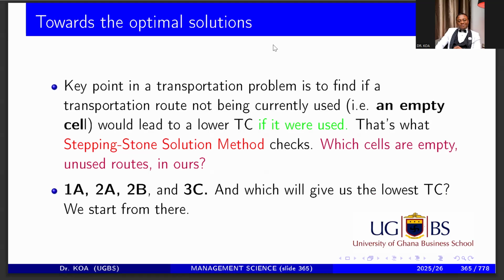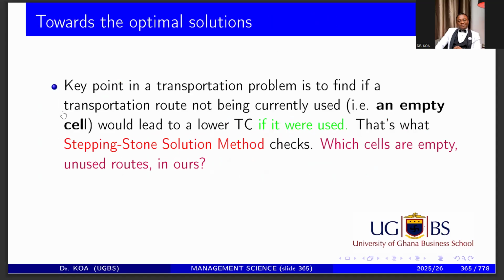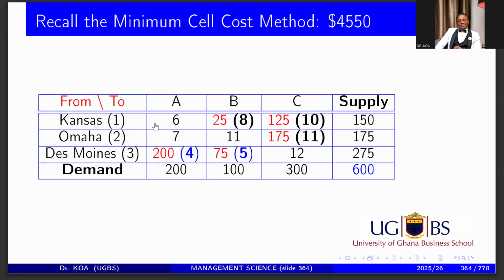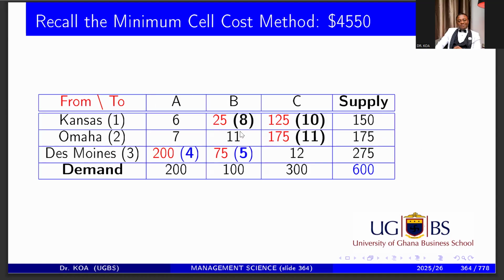Okay. So we are going to first identify all the, see, let me tell you the most important thing about this approach, the stepping stone. It finds the routes that were not used. One of the empty routes. If you look at it here, some of the routes were used. That's why you have a bracketed number. But it's looking for the routes that were not used, because if one was used, it will lead to a lower cost. Tell me which routes, or which cells, have not been used.